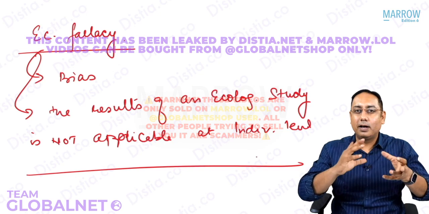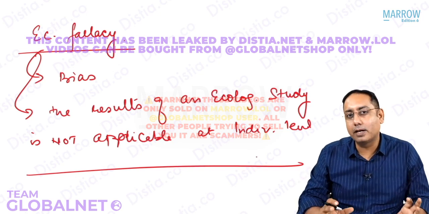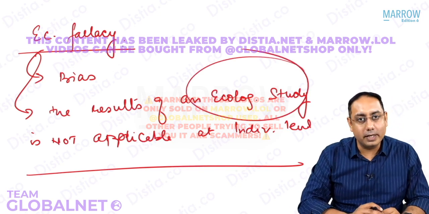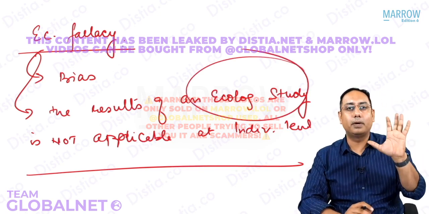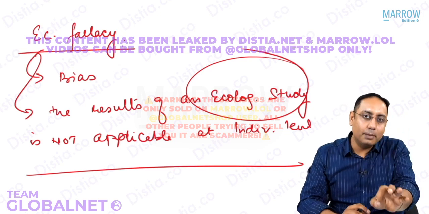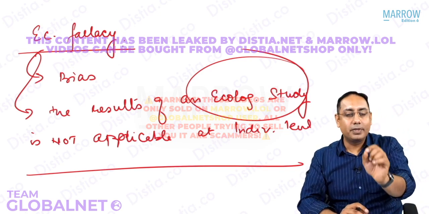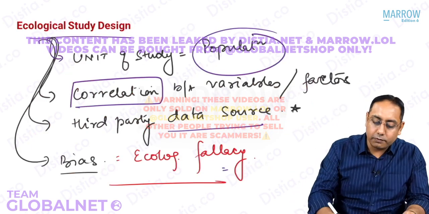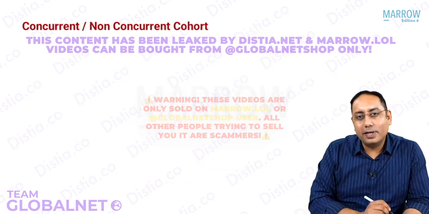This type of fallacies, this type of bias are called as ecological fallacy, where the results of the ecological studies or any study for that matter are not applicable at individual levels. That fallacy or that bias is called as ecological bias. That is your first study design. The next one is point number 2.